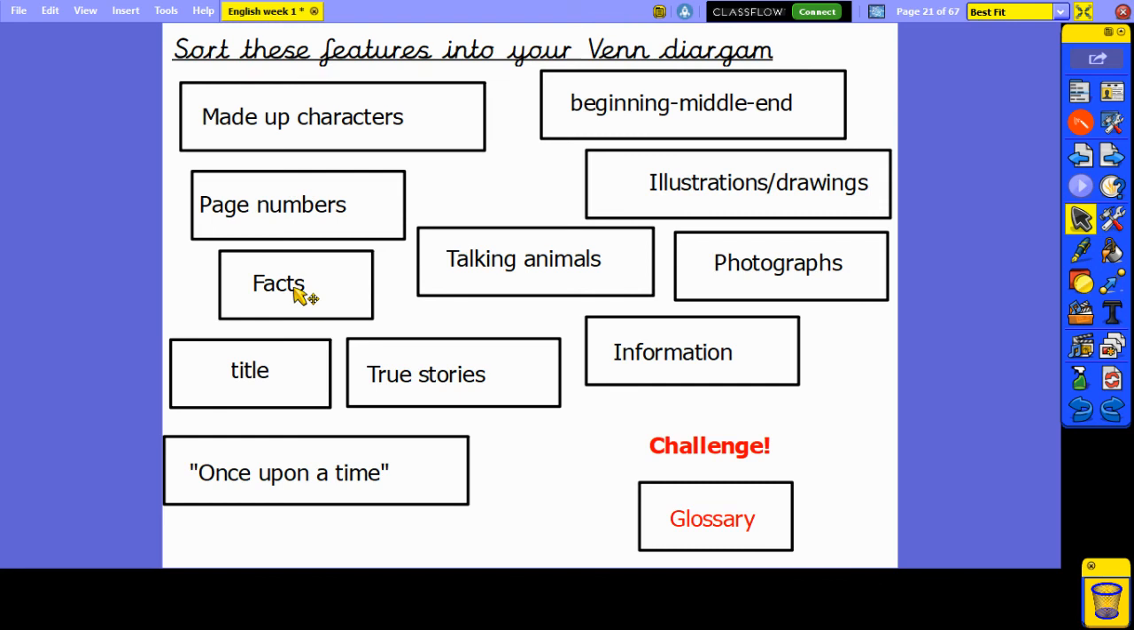Facts are a feature of a non-fiction text. So you need to write facts in the non-fiction circle of your Venn diagram. Sort these features, and there's a challenge, onto your Venn diagram.